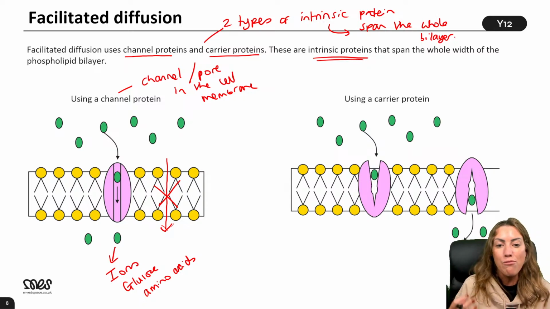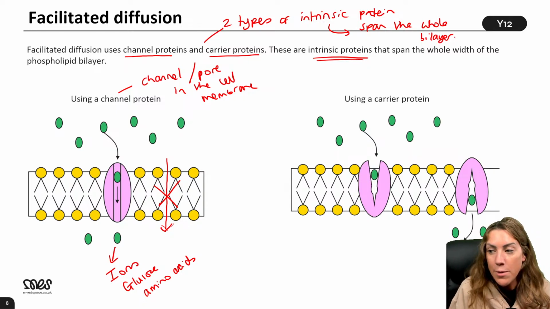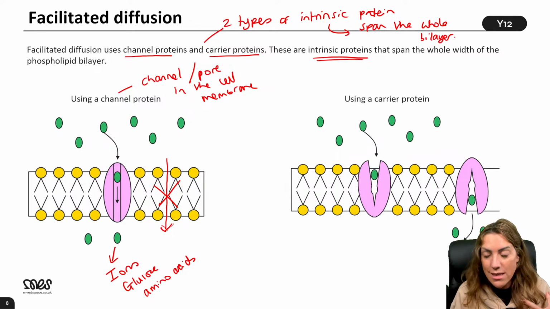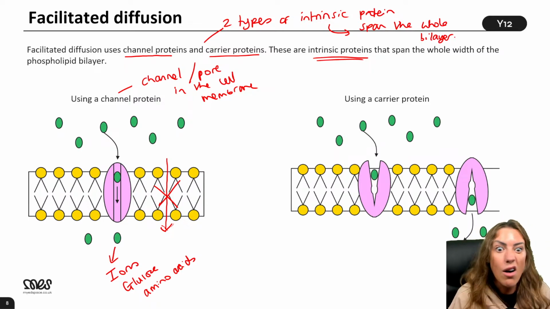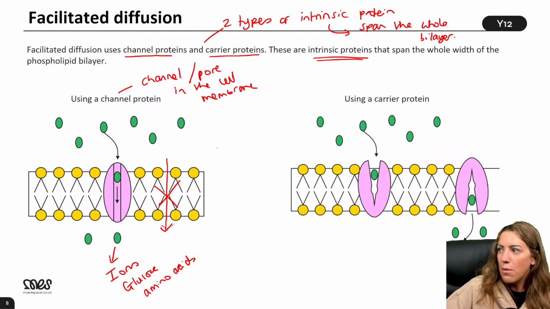This is why we say the membrane is partially permeable, right? Some things can pass through the phospholipids by simple diffusion. Other things need a channel protein. Some things can't get through at all. So that would be a channel protein.